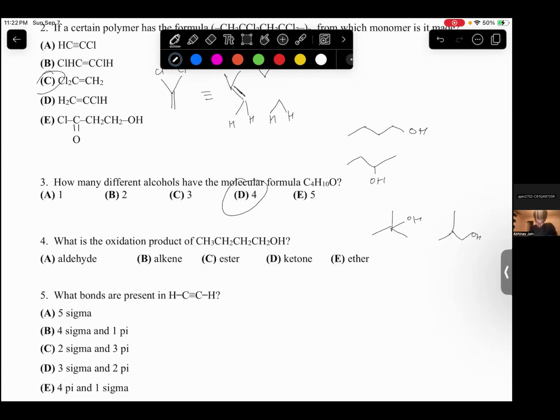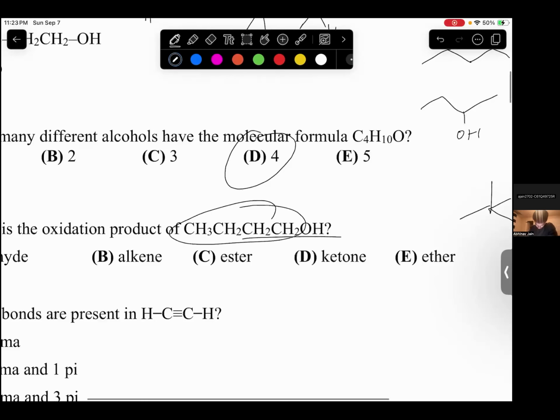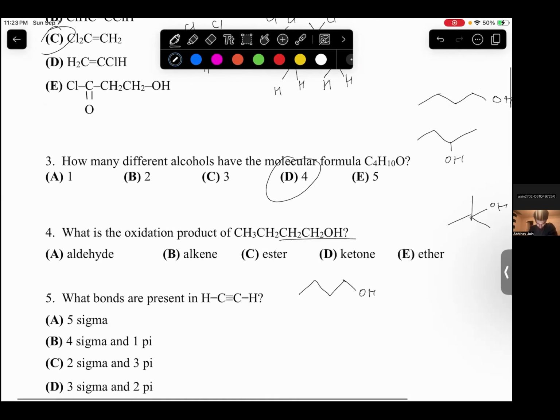Four, what is the oxidation product of this? This is a primary alcohol, as we can see. How many carbons is this? It's 1-butanol. So it's going to oxidize to an aldehyde.